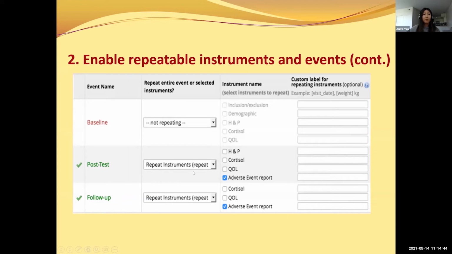And then if you click within this repeat entire event or select the instruments column, if we just want to repeat the instrument, it will let us select which instrument we want to repeat. And so we want to have the adverse event report as a repeatable instrument. So we can check that. And so now this will let us essentially enter a new adverse event at an unplanned time. So we can enter more than just once.